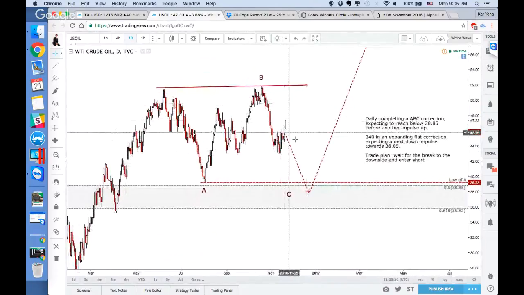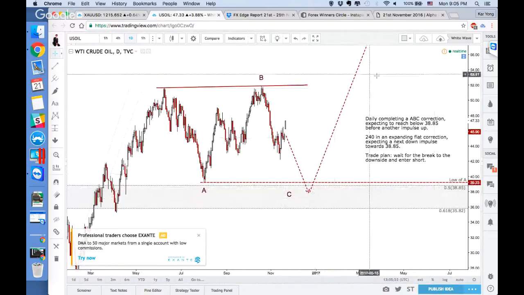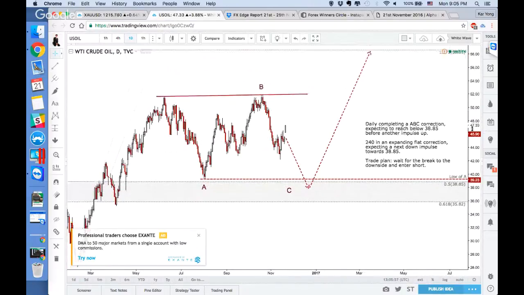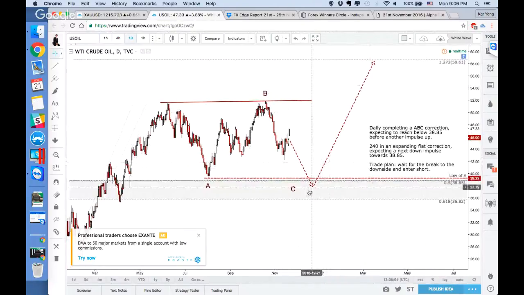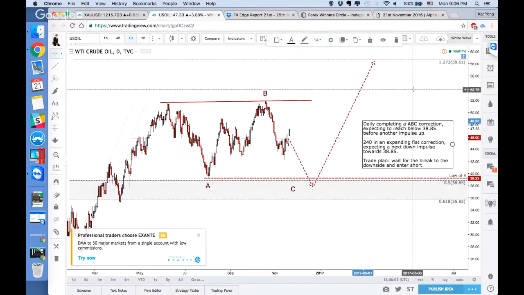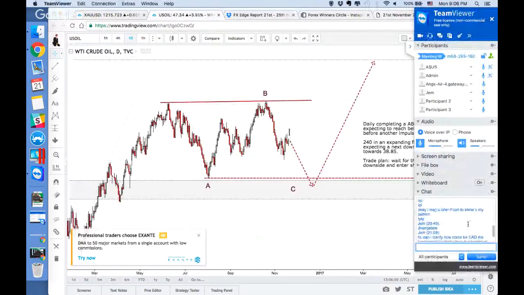It needs to come down towards the 39 area before the next up move, which is going to be very strong, towards 58. So you do not want to miss this. Wait for price to dip, then you do not want to miss this buy over here. Any questions?